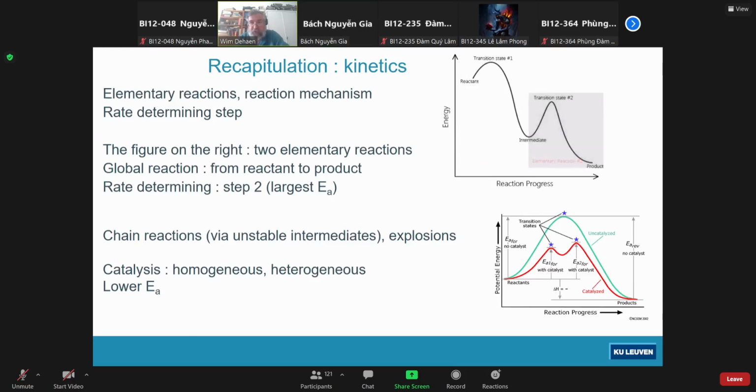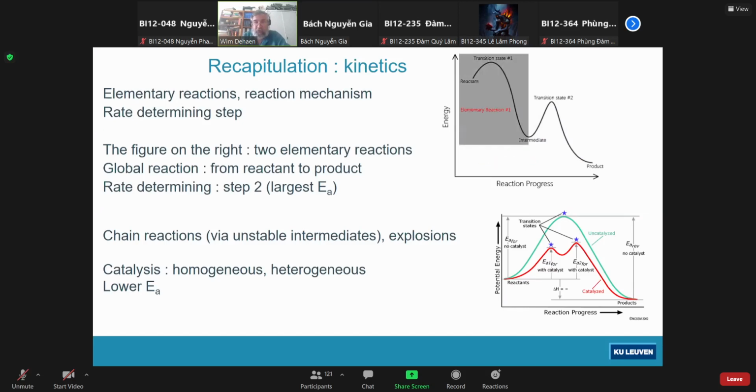You start from the reactant, you go over the transition state to an intermediate, which is not the final product. The intermediate goes over a second transition state and finally gives the product. This is one example of a possible reaction profile where you have two elementary reactions.